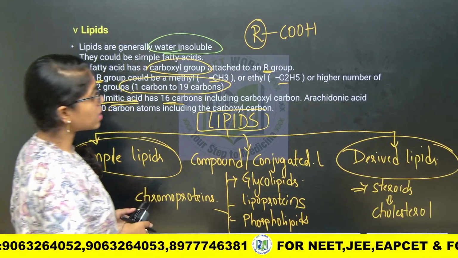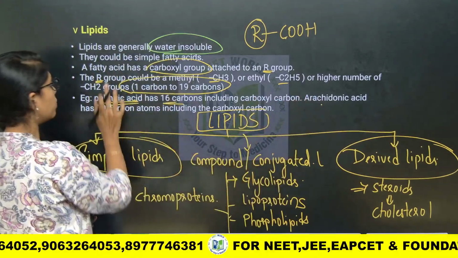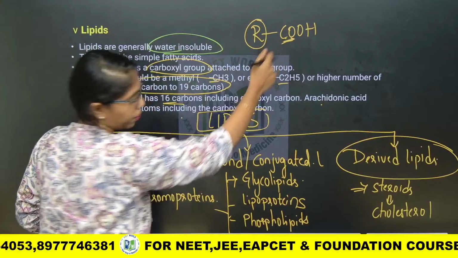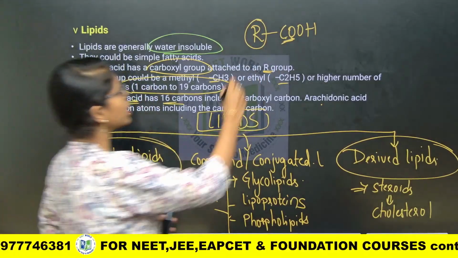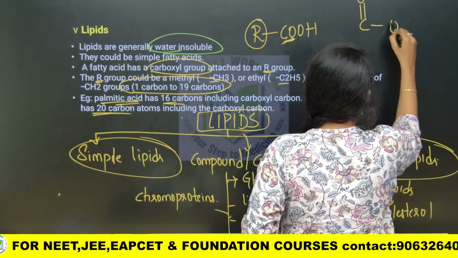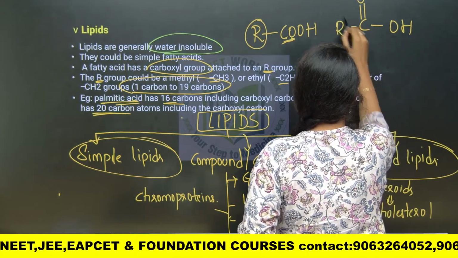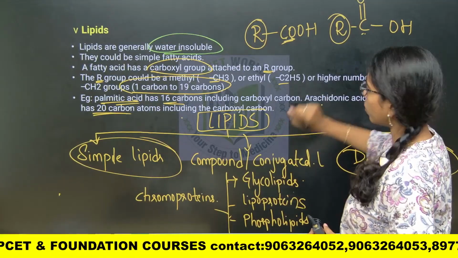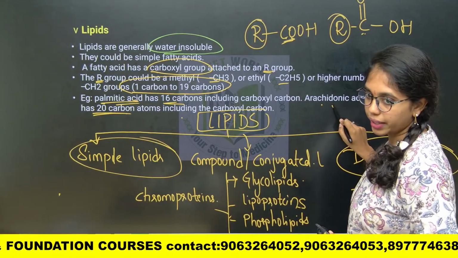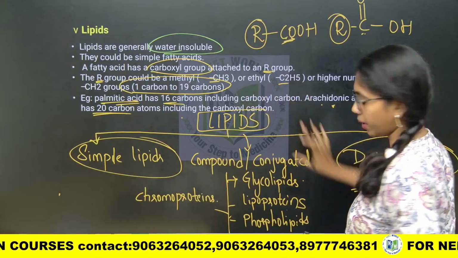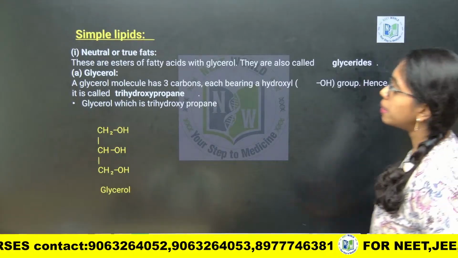Okay. Next is arachidonic acid, which has how many carbons? 20 carbons including carboxyl carbon. Including this carboxyl carbon you can write, and here will be what? R group. Including this carboxyl carbon, how many total in the arachidonic acid? 20. How many total in the palmitic acid? 16. Clear, right? Next, simple lipids.